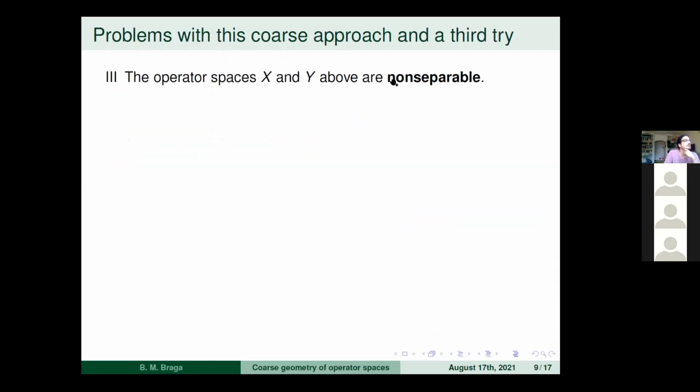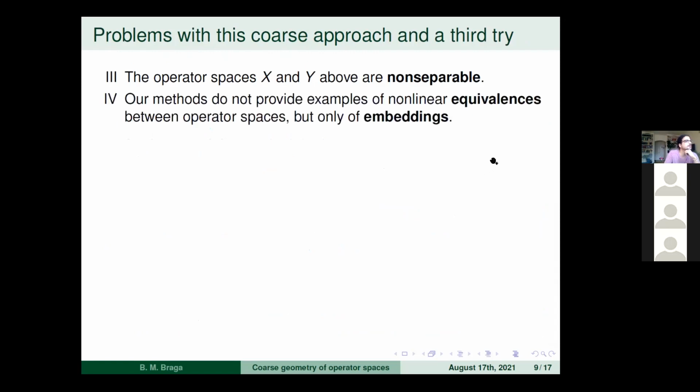So can we come up actually with separable examples? This would be one thing we would like to do. And the other thing is that at least we cannot come up with examples of nonlinear equivalences, which are not trivial, of course, but only of embeddings. So how can we try to fix those 2 problems?